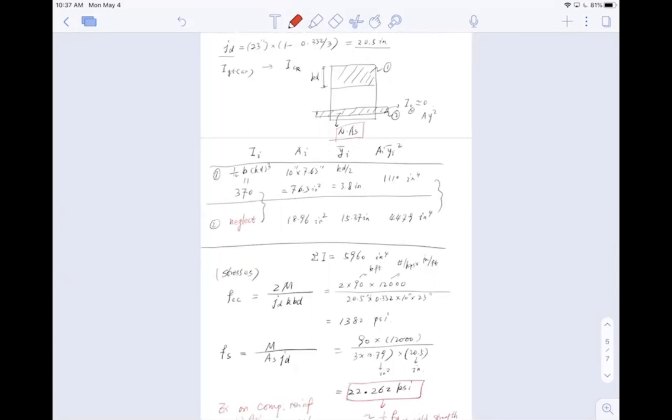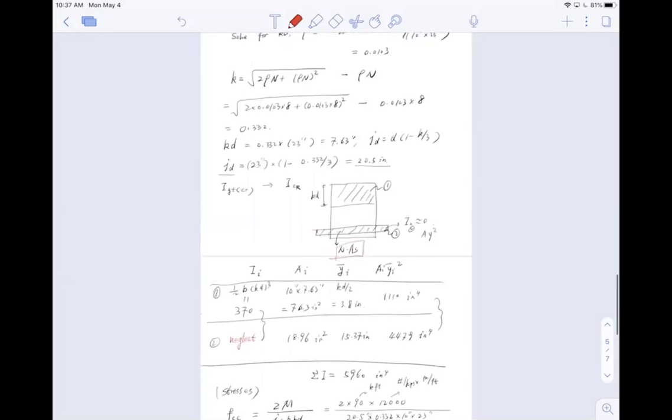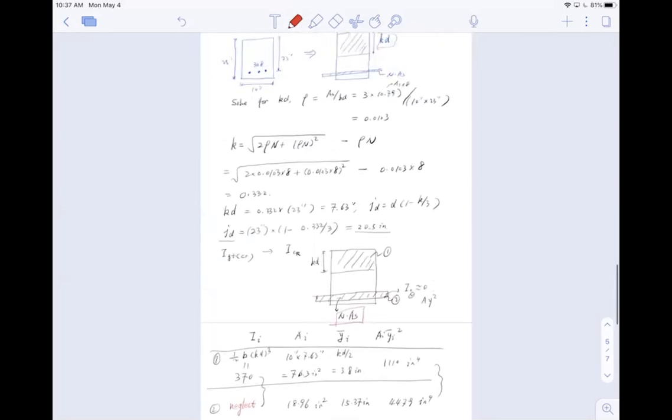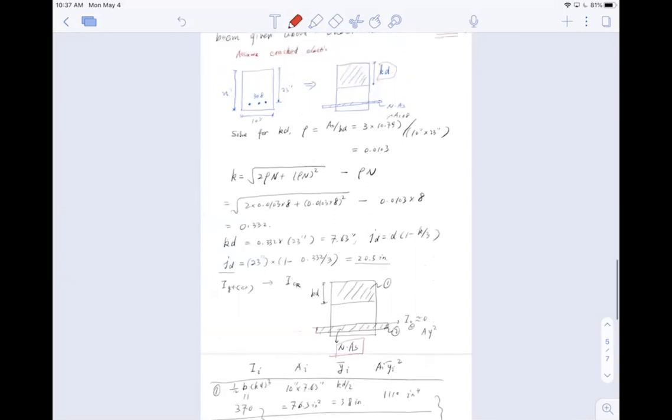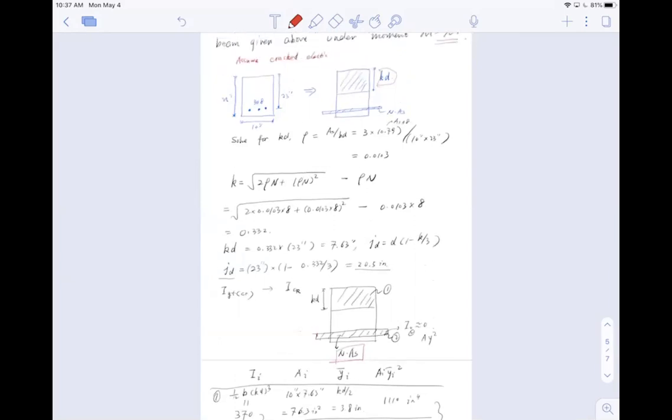Now the trick is, for a T section like this, when it's cracked, the compressive zone is mostly in the flange. So you can use the same equation and treat it as a rectangular section. Okay, any other questions? Any other questions on this?